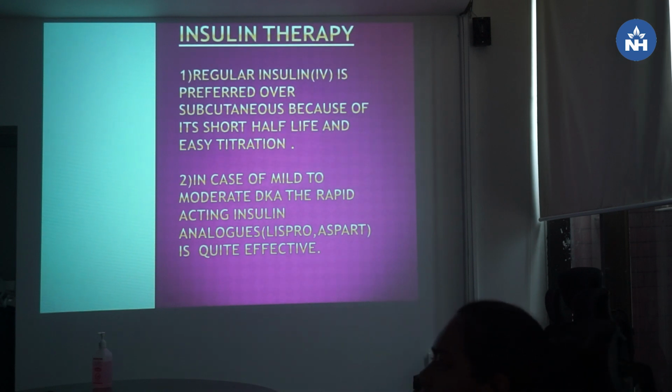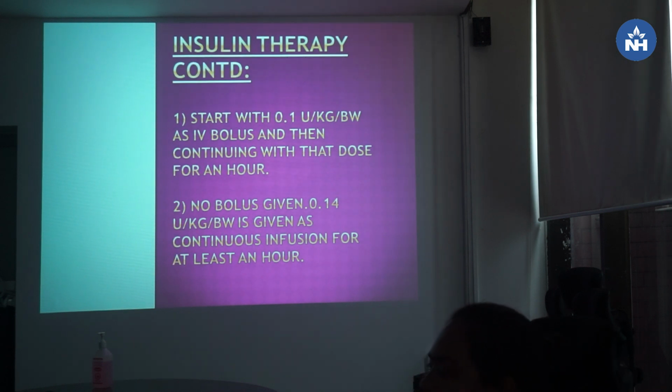Insulin therapy. Regular insulin IV is preferred over subcutaneous because of a short half-life and easy titration. In case of mild to moderate DKA, the rapid-acting insulin analogs like Lispro and Aspart are also quite effective. We will start with 0.1 unit. Go back again. Yes.